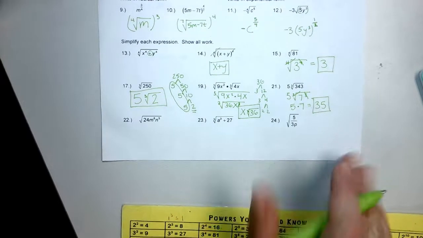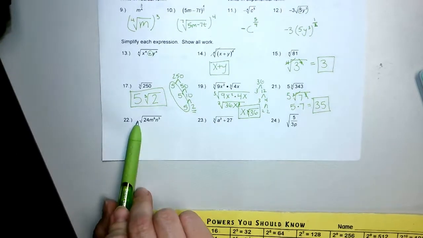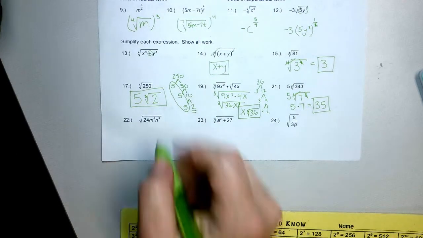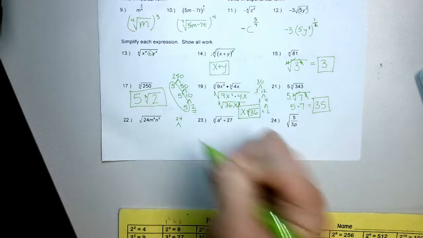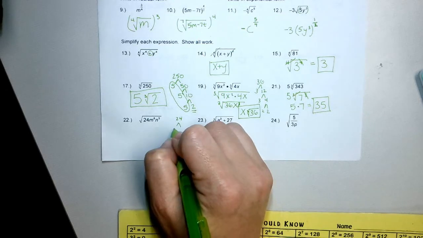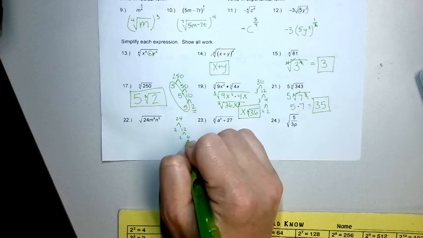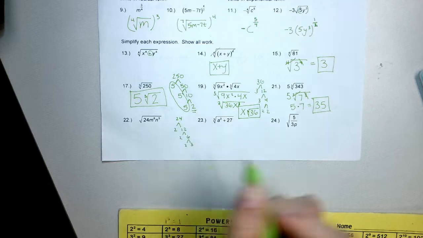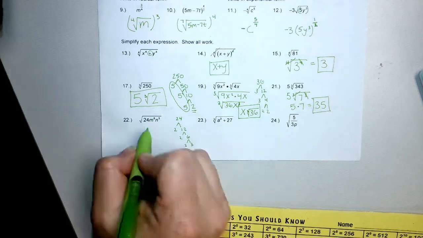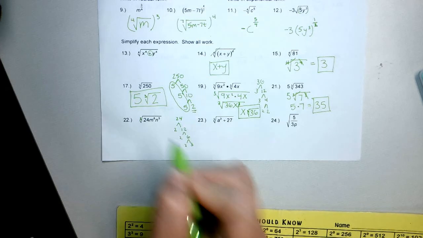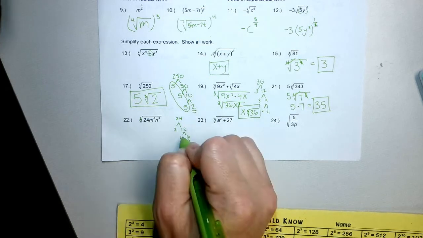Okay, so now we have a square root. 24 is not a perfect square, so let's break it down. What goes into 24? 2 and 12. 2 goes into 12 6 times. 2 goes into 6 3 times, and now everything's prime. But remember, when there's no number, you can put a 2, so we need 2 of them to match. So I have 2 here.